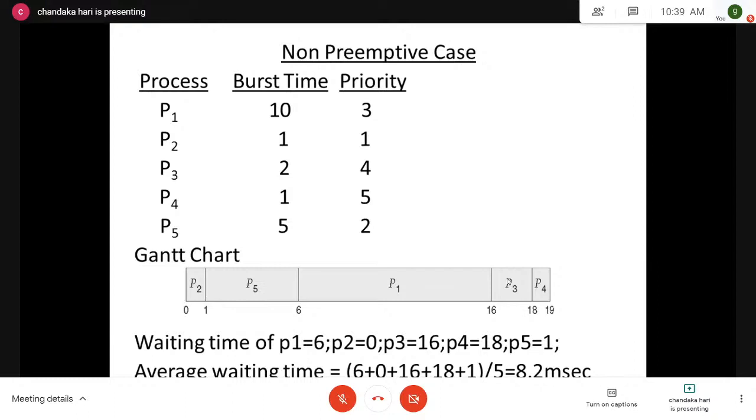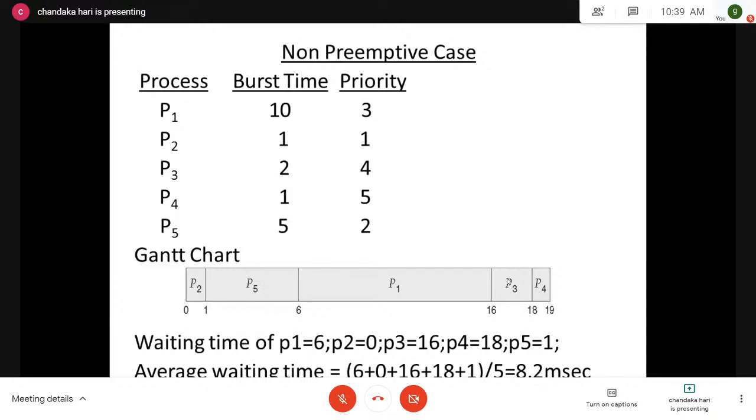Again, the next highest priority is P1. It requires 10 milliseconds, so 6 plus 10 becomes 16. After that, the next highest priority is P3, which requires 2 milliseconds. So 16 plus 2 is equal to 18. And the last one, P4, requires only 1 millisecond. 18 plus 1 now becomes 19.